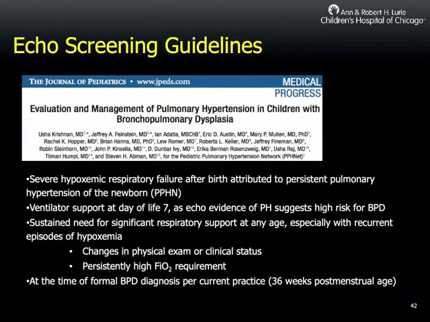In neonates that are requiring ventilator support at day of life 7, echo evidence of PH suggests a high risk for BPD, as well as if there's sustained need for significant respiratory support at any age, especially with recurrent hypoxia, changes to physical exam or clinical status, and high FiO2 requirement. And then at the timing of BPD, typically at 36 weeks post-menstrual age, a screening echo is recommended to rule out pulmonary hypertension.